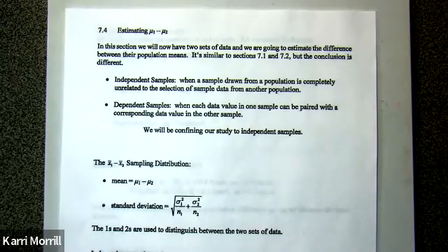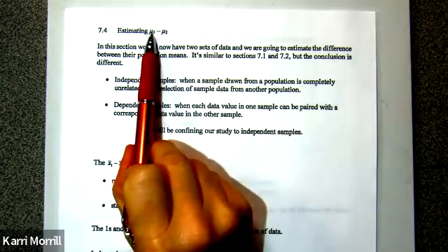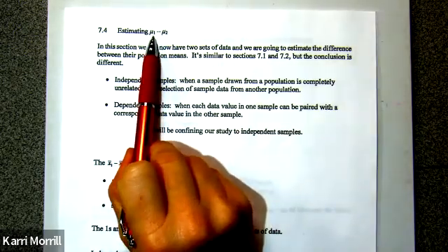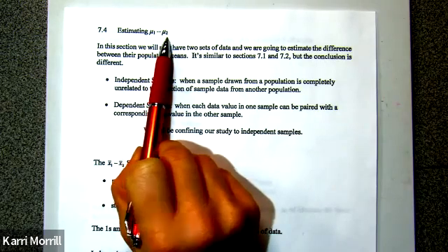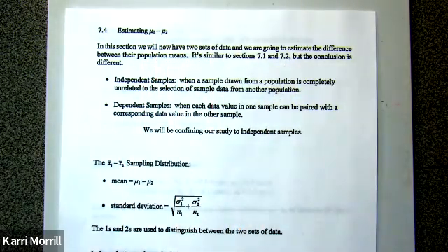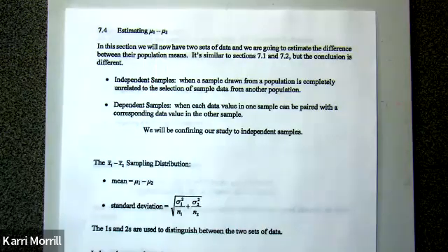7.4 estimating, going a little bit deeper, I guess. Okay, so in this section, we will now have two sets of data. So that's really all this means: your mu from one set of data and your mu from a second set of data. So we're going to estimate the difference between their population means. It's similar to sections 7.1 and 7.2, but the conclusion is a little different.